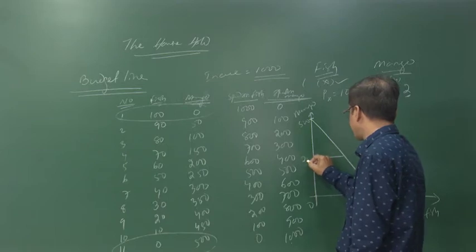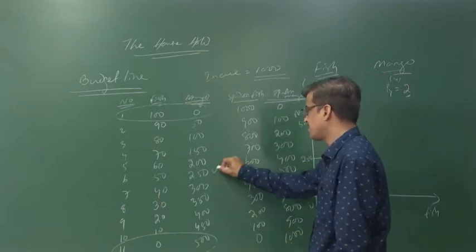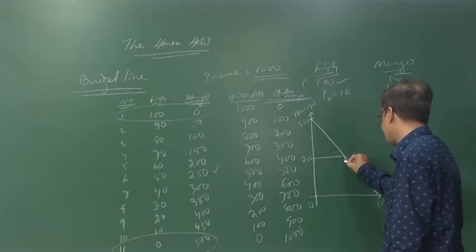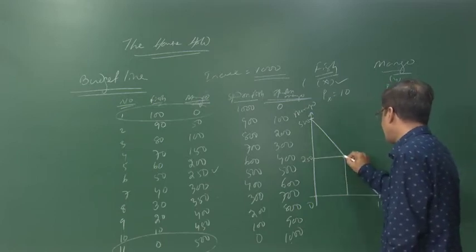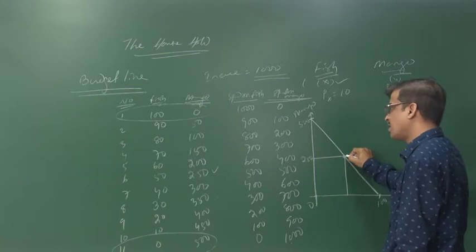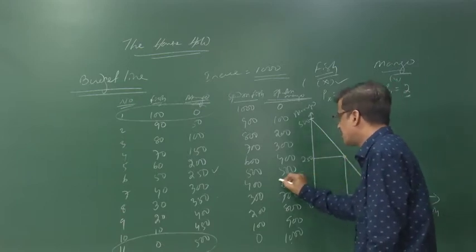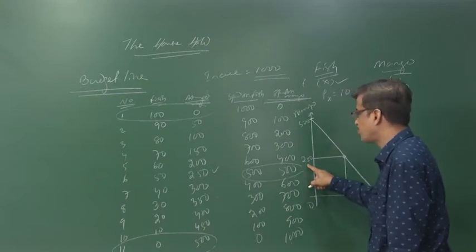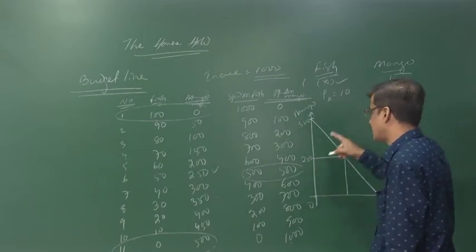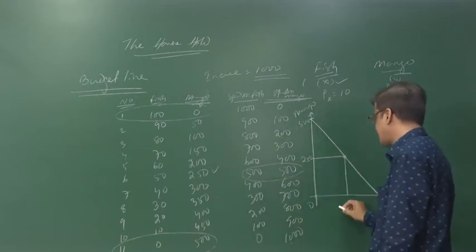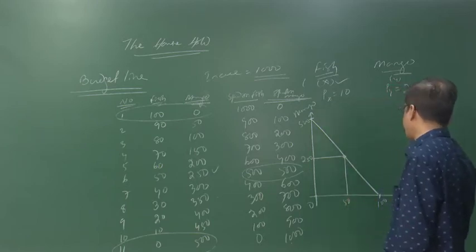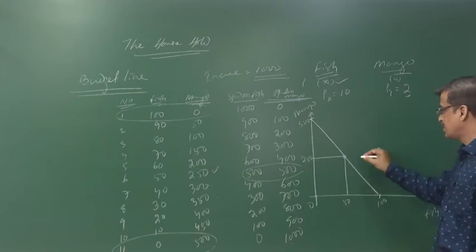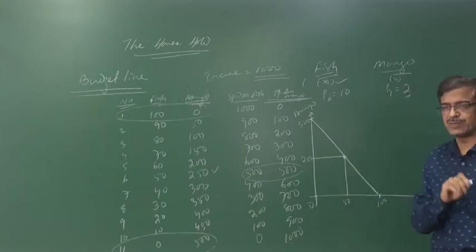Let's say it is 250, and corresponding to that it is 50. At this particular point he spent 1000 rupees, that means he spent 250 units of mango, 250 into 2, that is about 500, and he purchased 50 units of fish, 50 into 10, that is 500. The addition of that has to be 1000. So, this is the combination he will be consuming, let us assume.